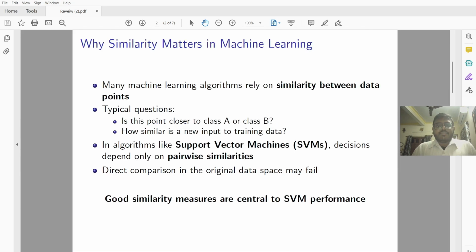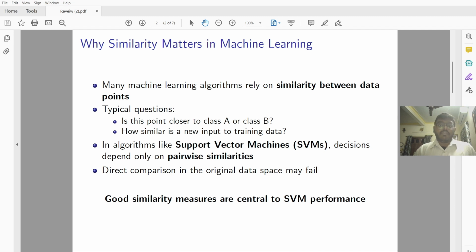Let me start with something very familiar. Many machine learning algorithms do not actually care about the raw data values. Instead, what they care about is how similar two data points are. Typical questions are, is a new point closer to class A or class B? And another approach, the unsupervised type of learning, asks how similar it is to what I have already seen. A very important example is the support vector machine, or SVM.